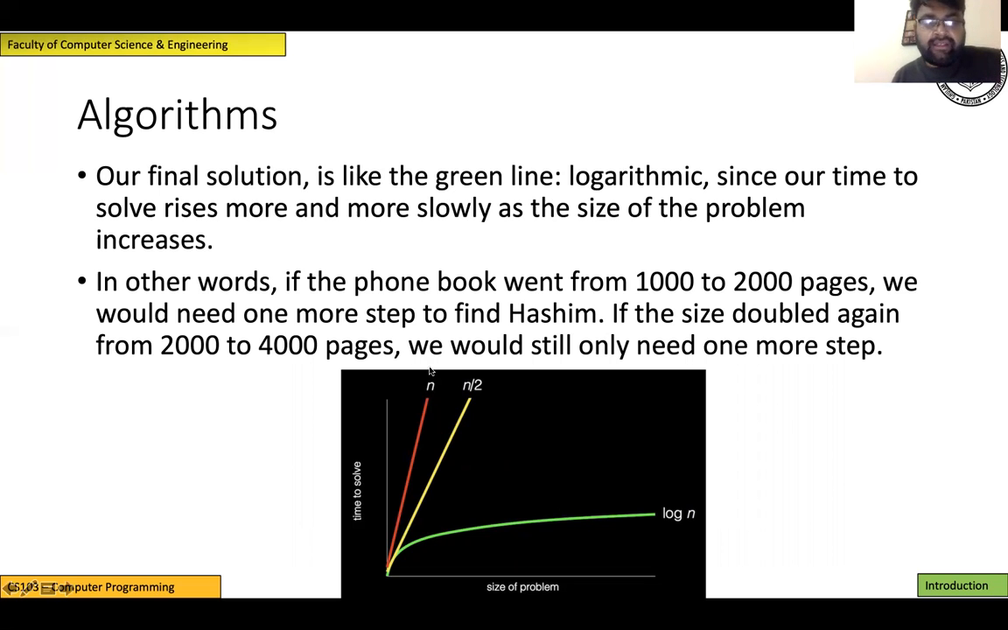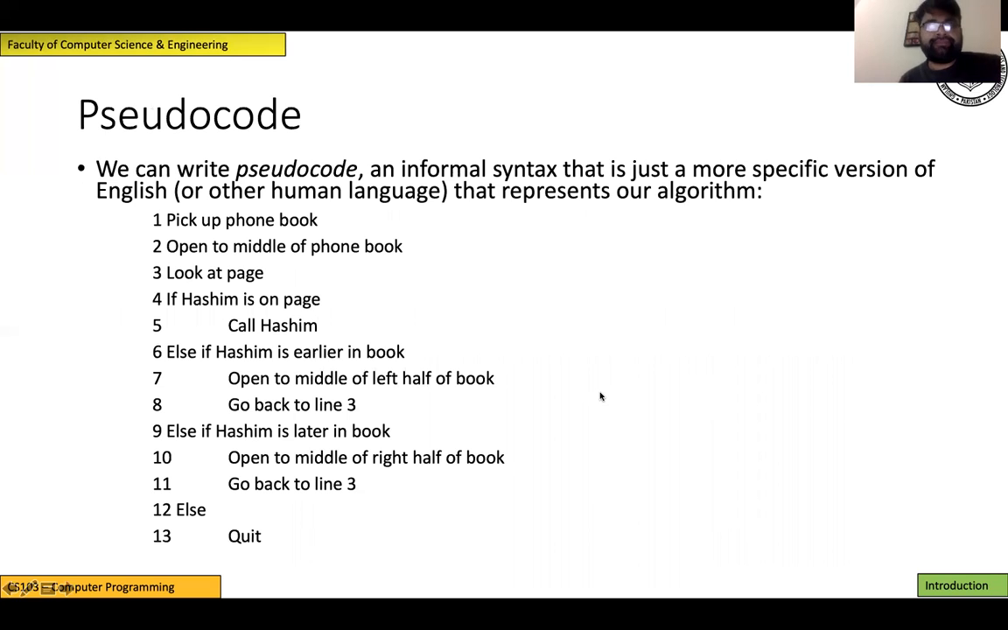But in case of linear, if we increase from 1000 to 2000 pages, the number of steps will also increase from 1000 to 2000. In case of n by 2, it is going to increase from 500 to 1000, a linear increase. But in case of the logarithmic function, a linear increase in size does not result in a linear increase, but rather a logarithmic increase.